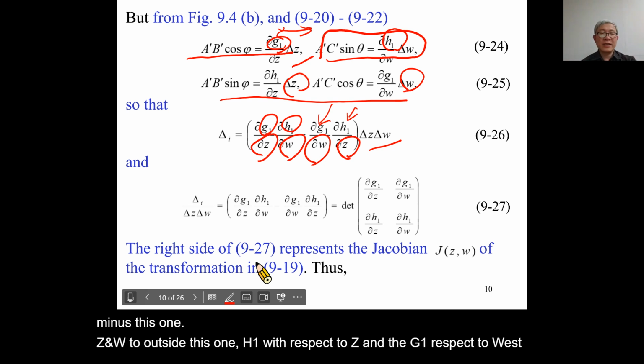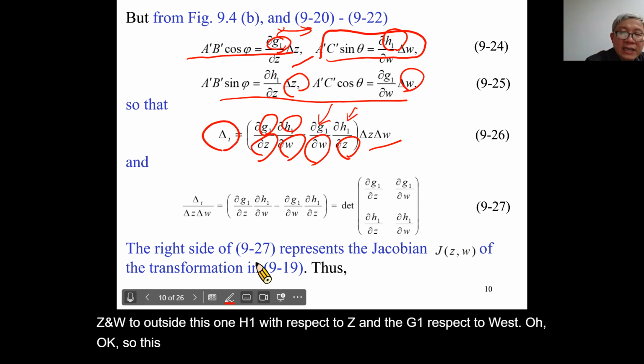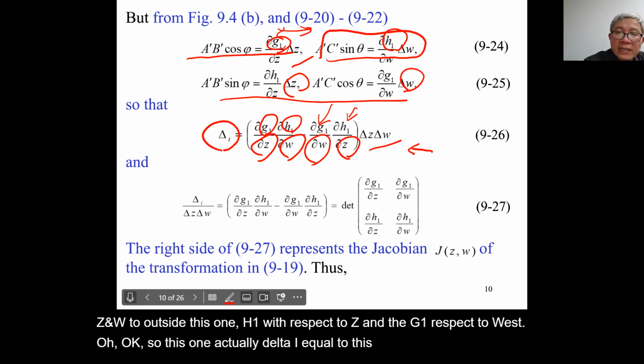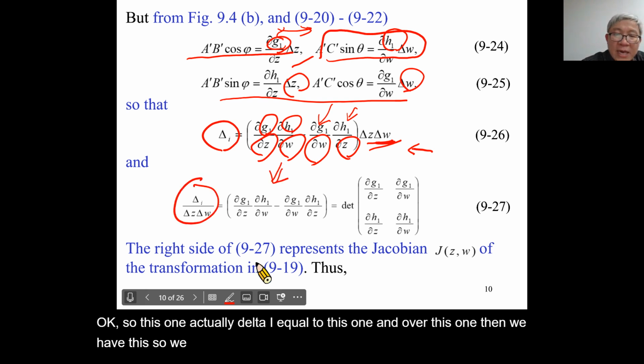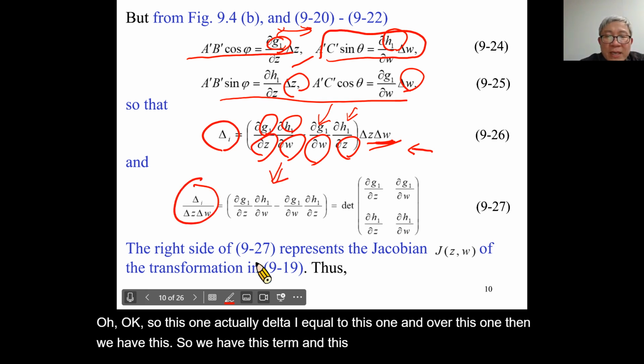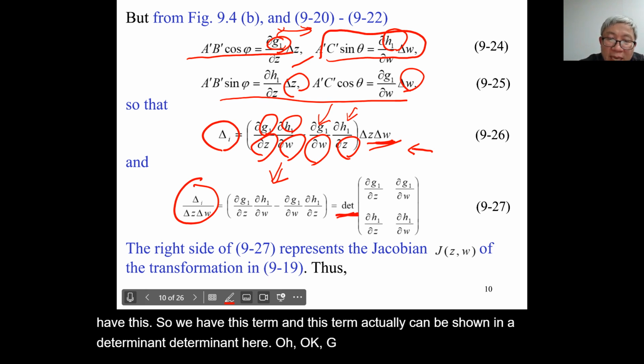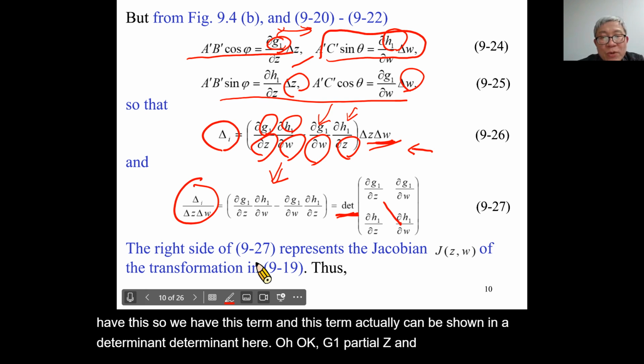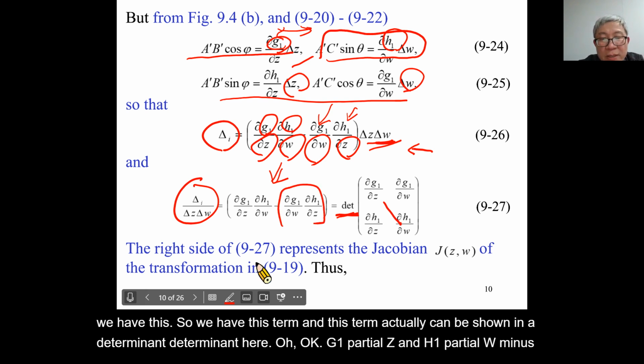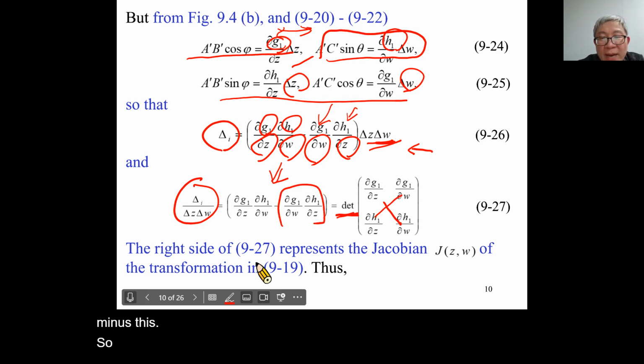Okay, so this one actually delta I is equal to this one, and over this one, then we have this. So we have this term, and this term actually can be shown in a determinant. Determinant here: G1 partial Z and H1 partial W, minus G1 partial W and H1 partial Z. So this is the determinant.